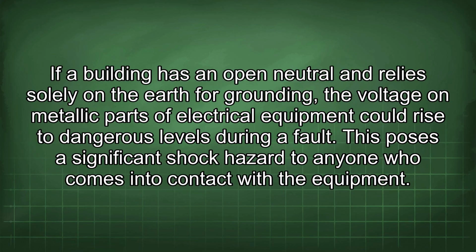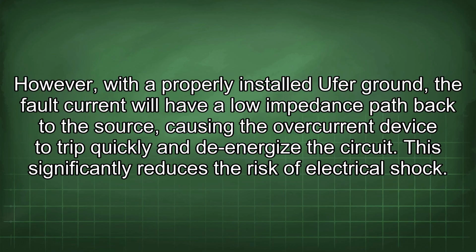If a building has an open neutral and relies solely on the earth for grounding, the voltage on metallic parts of electrical equipment could rise to dangerous levels during a fault. This poses a significant shock hazard to anyone who comes into contact with the equipment. However, with a properly installed Ufer ground, the fault current will have a low impedance path back to the source, causing the overcurrent device to trip quickly and de-energize the circuit. This significantly reduces the risk of electrical shock.